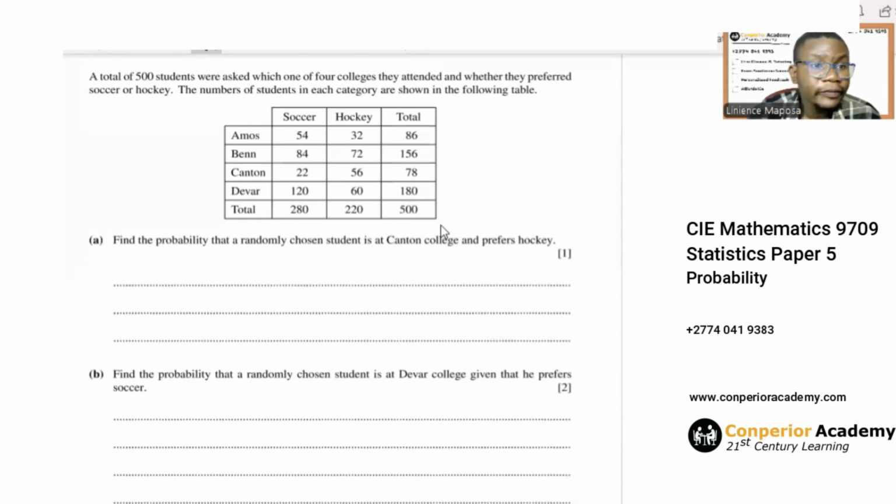So you have 500 students, so you are picking from n equal to 500. The probability that they are coming from Kenton College and they prefer hockey will be 56 out of the 500, where Kenton and hockey intersect. And if you simplify this, what is 56 over 500? That gives me 14 over 125. Okay, we're done with this one.